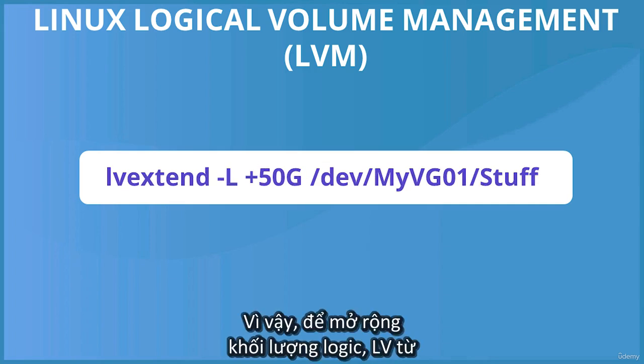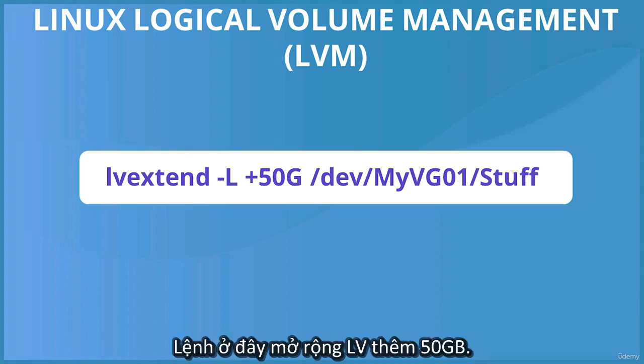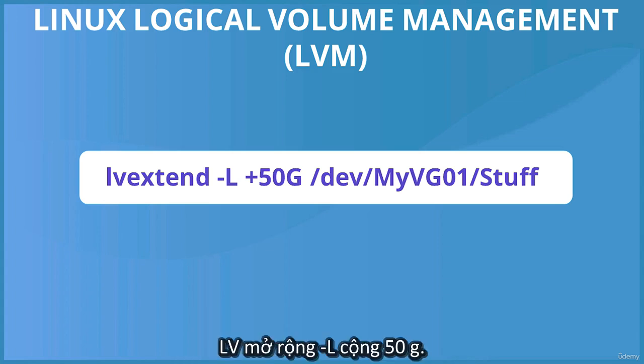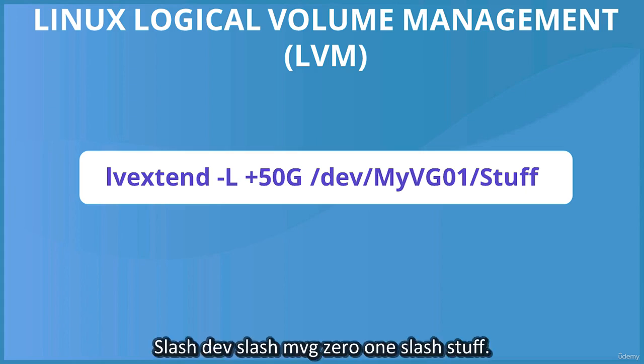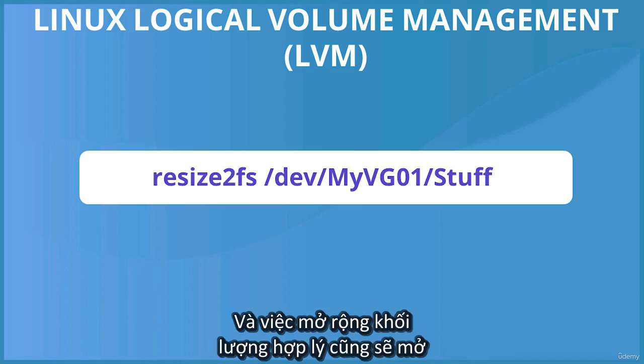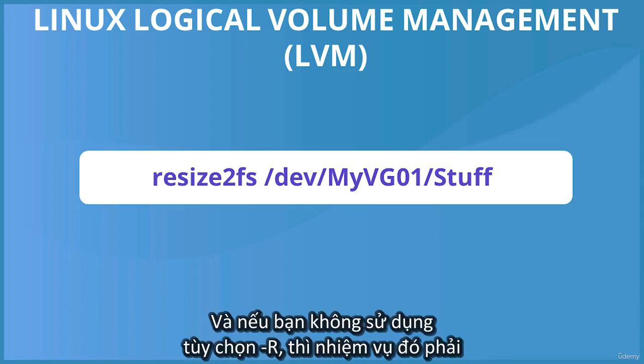So to extend the logical volume, the LV, from the existing free space within the volume group, the command here expands the LV by 50 gigabytes. The volume group name is myVG01, and the logical volume name is stuff. lvextend -L +50G /dev/myVG01/stuff. And extending the logical volume will also expand the file system if you use the -r option. And if you don't use the -r option, that task must be performed separately.